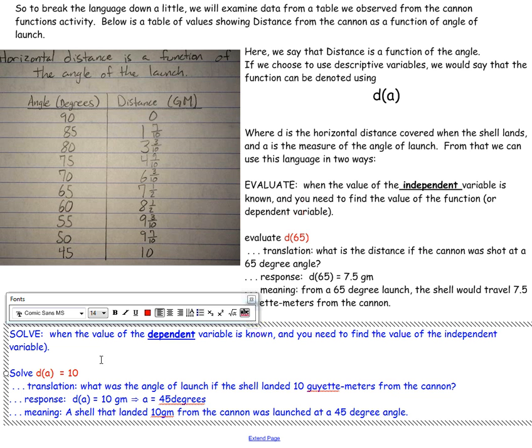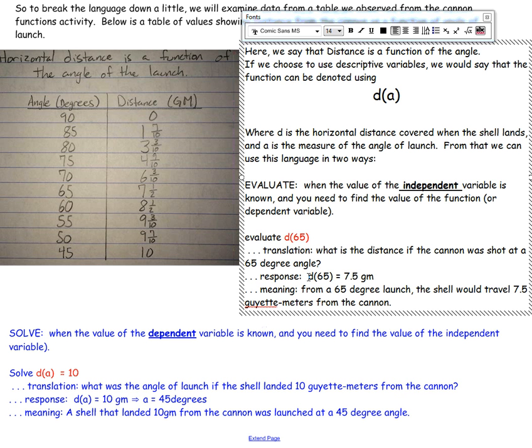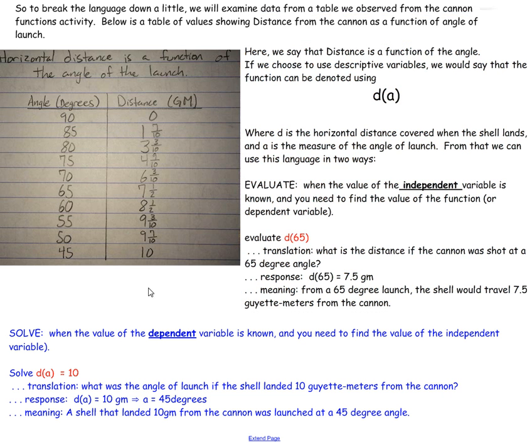In case you haven't noticed, the values that I get from my response right here come directly from the table. In the table it says if the distance was 10, that corresponds to a 45-degree launch. And here, if the angle was 65 degrees, here's 65, that corresponds to a 7.5 Guyette meter landing.